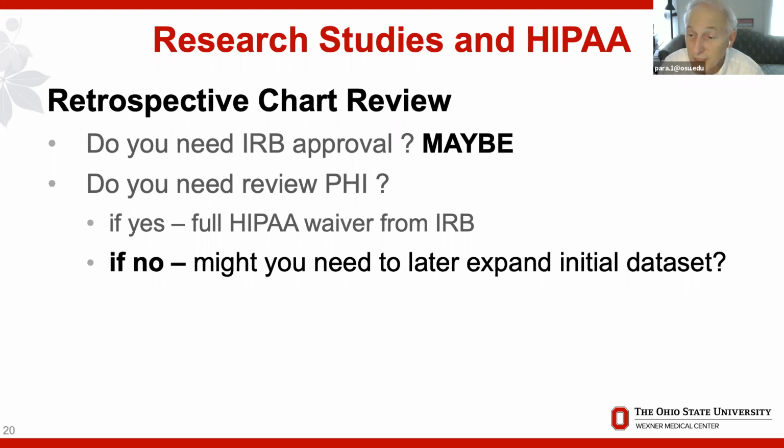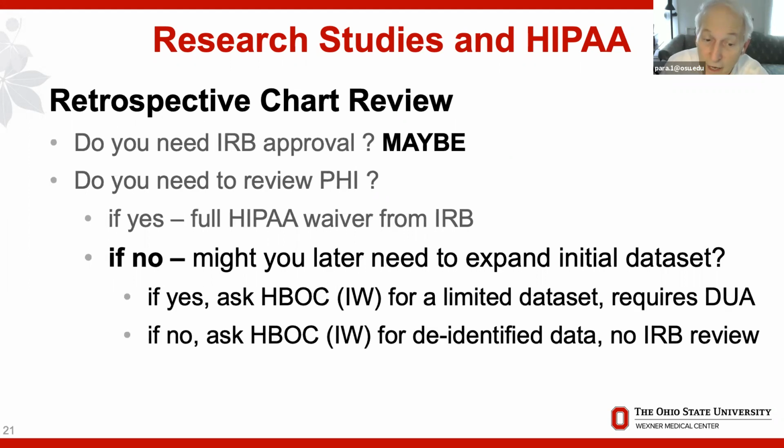Might you later need to expand the initial data? If you don't need PHI, now you can do a de-identified data set. But if you need to review or expand the initial search, then you want coded. You want a limited data set. If you just want 3,000 records and you don't need them identified, then you just ask the IW or the Honest Broker Operations Committee for de-identified data. It doesn't need IRB review, doesn't need a data use agreement. You're just getting non-PHI.